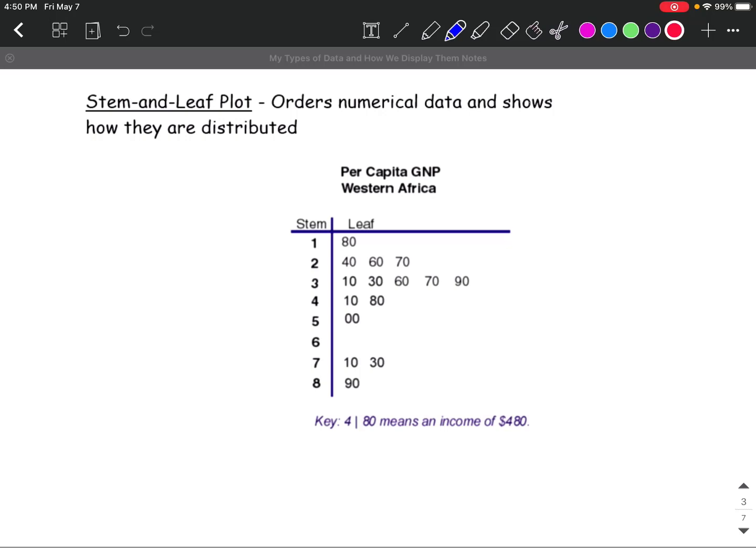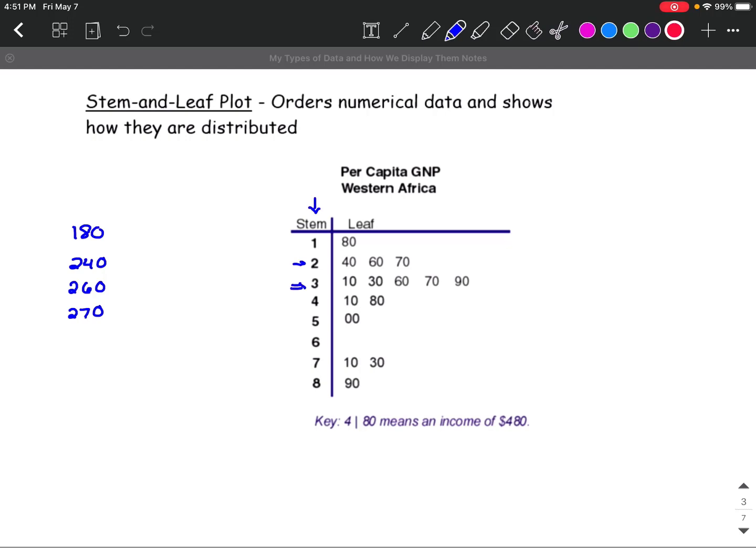So here we have the per capita GNP, gross national product, for Western Africa. So when we have the stem here, that's the first digit of the number, and then we have the leaf. So the data here would be 180, so that means an income of $180. Then the next row, we've got a 2 with a 40, so that's 240, a 2 with a 60, that's 260, a 2 with a 70, that's 270.